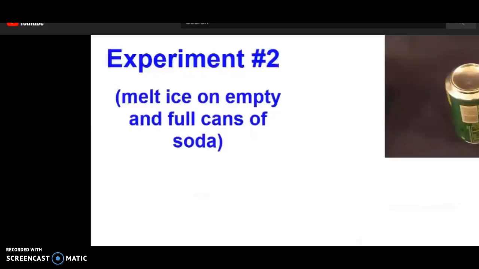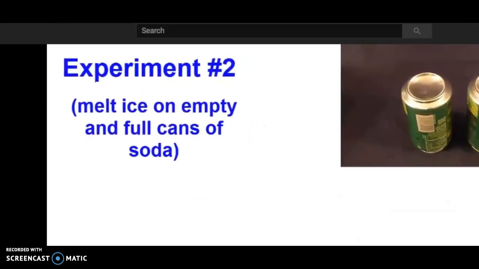In this station, you're going to be melting ice cubes again on an empty soda and a full can of soda. This is what the setup's going to look like. Hard one. Let's see if you can get it.